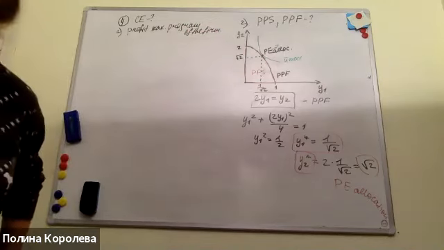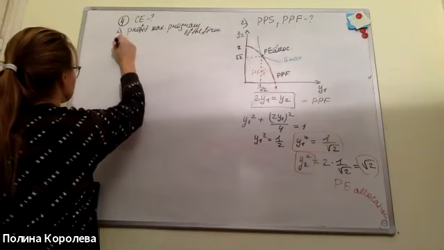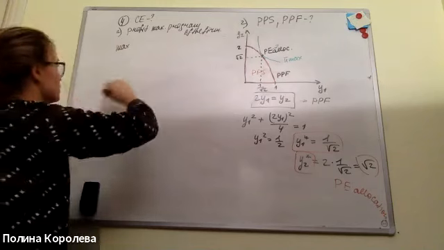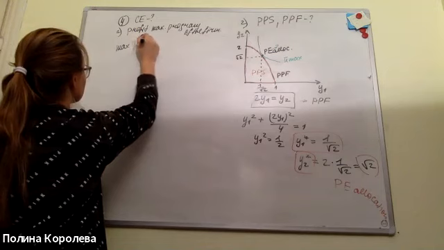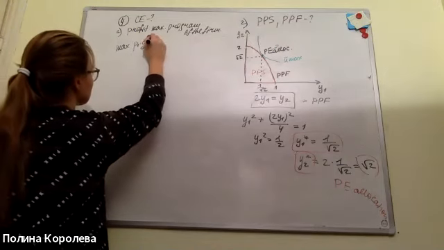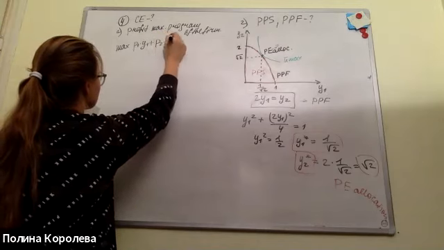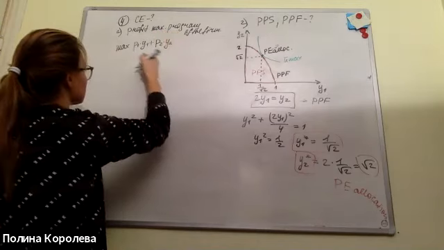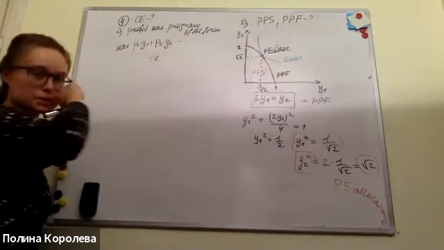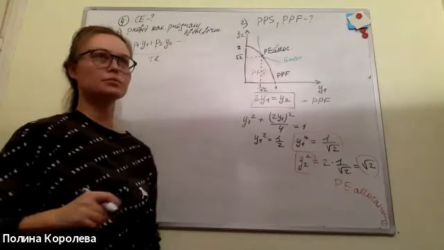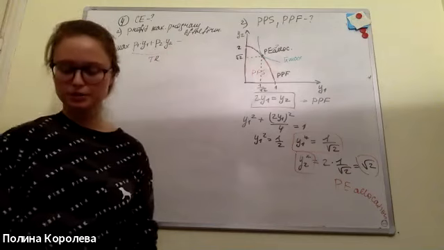What we should maximize? Total revenue minus total costs. Total revenue is the price of the first good multiplied by the quantity that is produced, plus the price of the second good multiplied by the quantity of the second good. This is total revenue minus total costs. Total cost is what we spend money on to produce these goods.